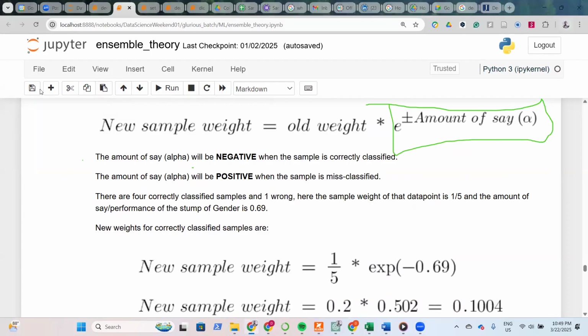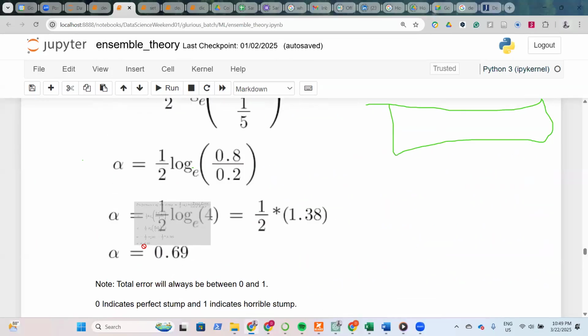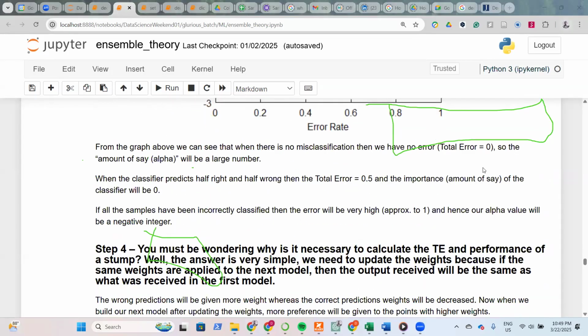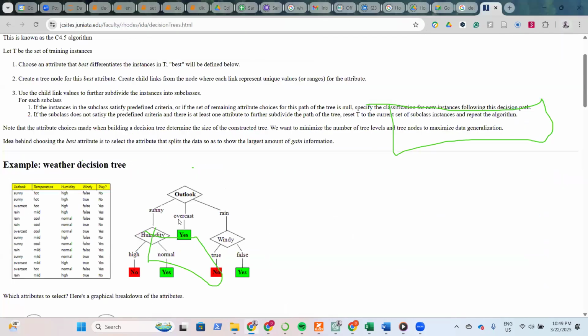And exponential alpha, what is alpha? Alpha is 0.669 because we've calculated alpha over here. This is where we calculated our alpha. And so which sign should you use? We are using negative because that record falls under the list of records that were correctly classified. It's like saying that record was under overcast, for example. Right?